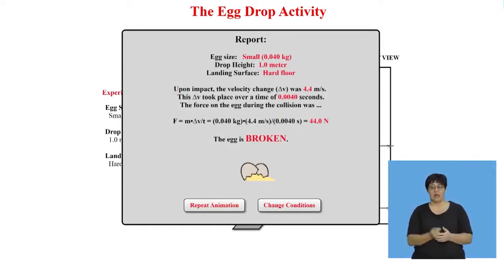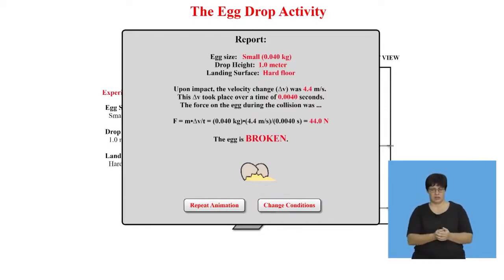Let's have a look at the information that's given to us. Upon impact, the change in velocity was 4.4 meters per second. This took place over 0.000, that's quick. What we have is the equation for Newton's second law in terms of momentum. It experienced a force of 44 newtons. The egg broke. So, let's see if we can change the conditions.